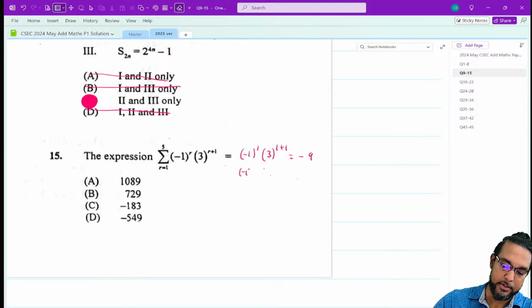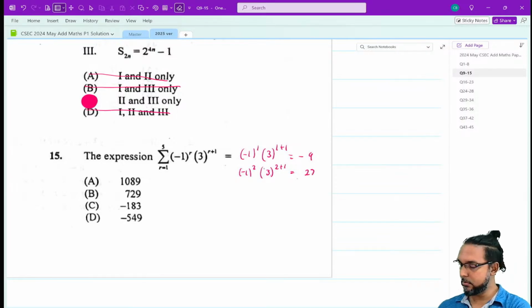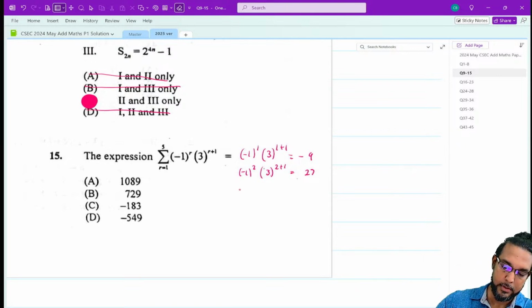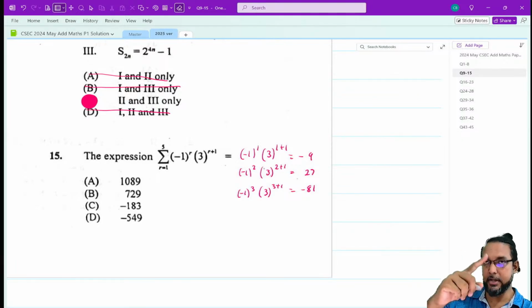Okay. Minus 1 to the 2. So you have 3 to the 2 plus 1, which is 3 cubed, that's 27. Minus 1 squared is 1. So that's a positive 1. And 1 by 27 is just 27. Alright, cool. And you have minus 1 cubed. You have 3 to the 3 plus 1. So 3 to the power 4 is 81. 81 by minus 1 is minus 81. Right, so we clearly have an oscillating sequence. So negative, positive, negative, positive.